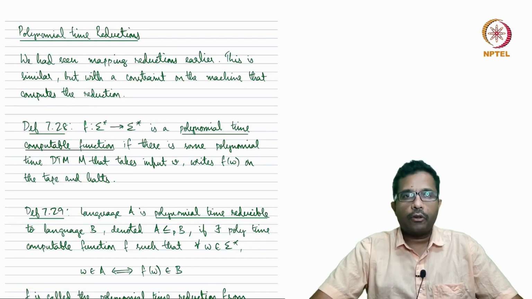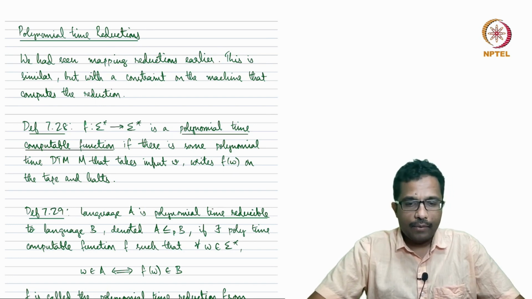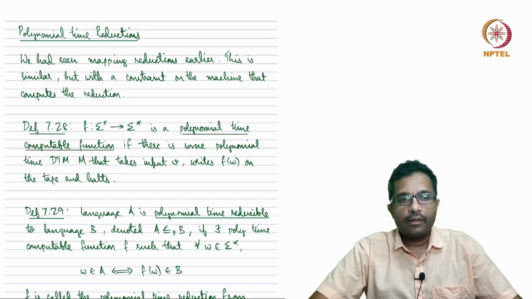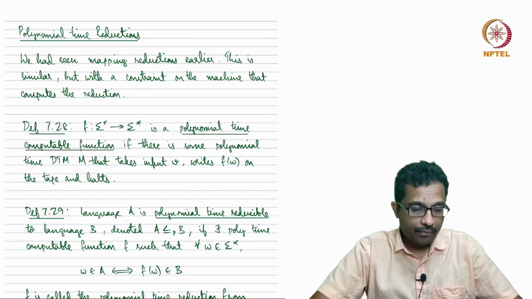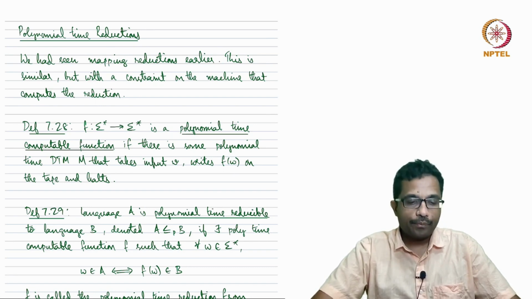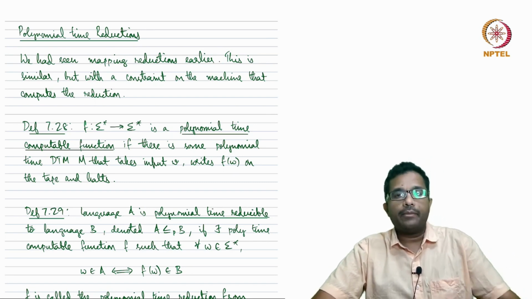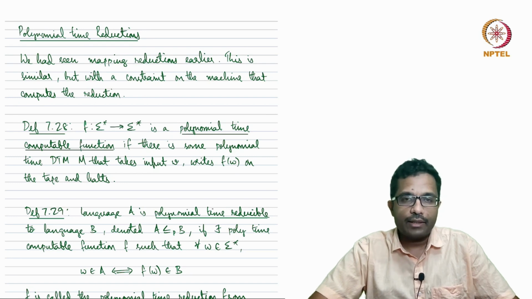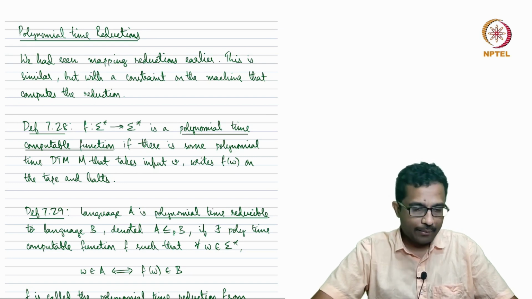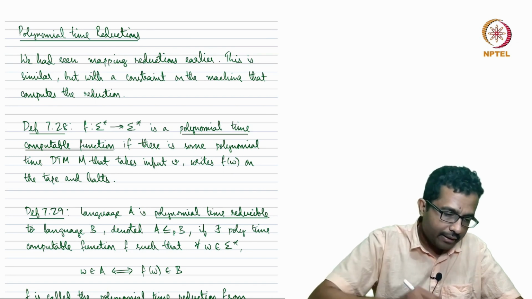Hello and welcome to lecture 48 of the course Theory of Computation. In the previous lecture we saw the verifier characterization of NP. In this lecture we'll first see polynomial time reductions, and this will later be helpful towards establishing the notion of NP completeness. So let's get into the definition of polynomial time reductions.